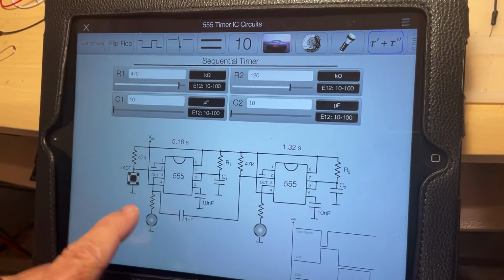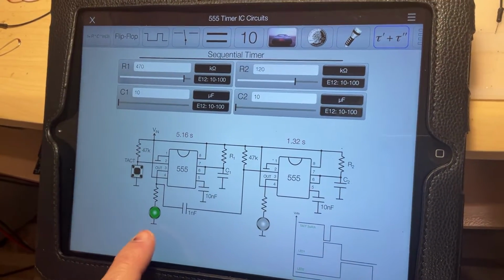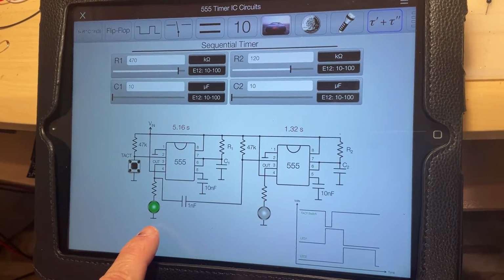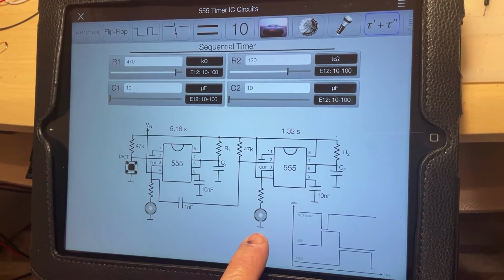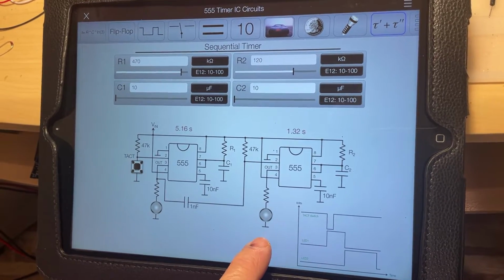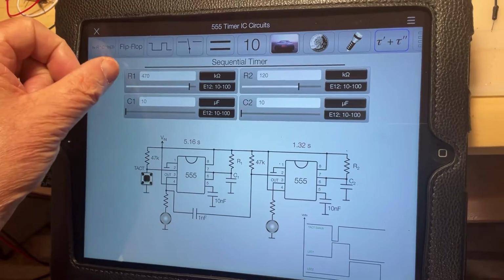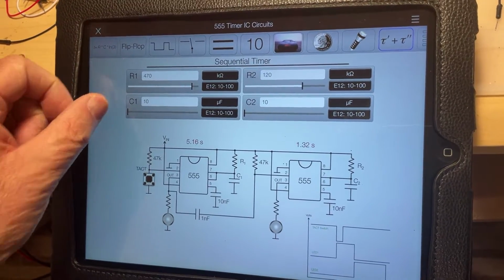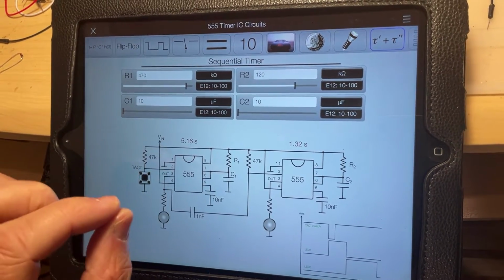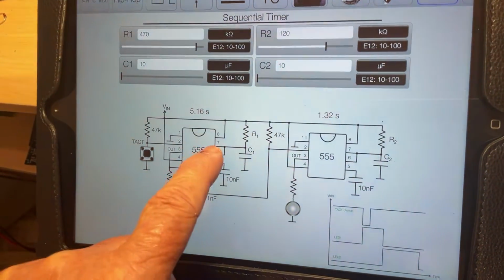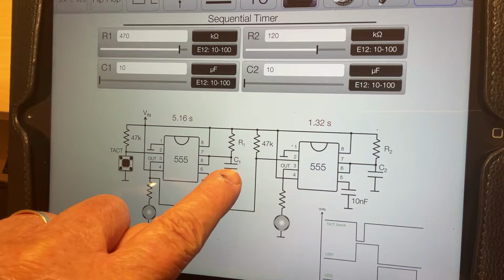So the duration of the time, if you take a look at this one here, is going to be about 4 times shorter, okay? The duration you calculate is 1.1 times the resistor times the capacitor, where the resistor and the capacitor are located, where pins 6 and 7 are tied together. This is the resistor, this is the capacitor.